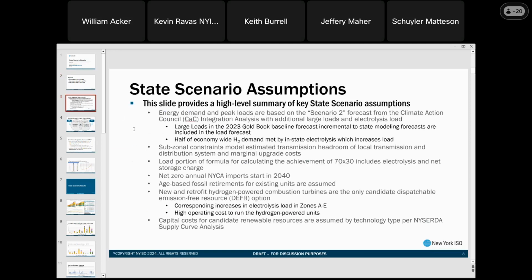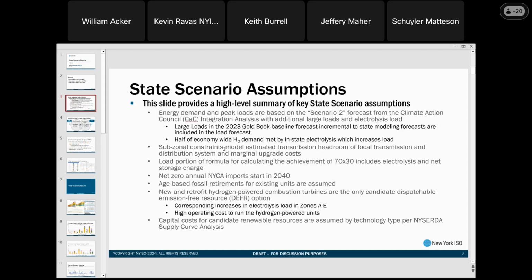And before I get into the results, just wanted to remind folks of the assumptions that are going into the state scenario. So this slide gives that at a high level. Starting with the peak and energy, the load forecast that we use is coming from the Climate Action Council integration analysis. In addition to the loads provided in that analysis, we have the addition of large loads, which are coming from the 2023 NISO Gold Book, and the addition of electrolysis loads, which are also informed by the integration analysis. Specifically, we have the assumption that electrolysis is half of the economy-wide hydrogen demand that's being met in state, and that increases the load.